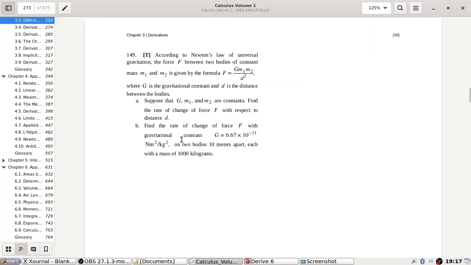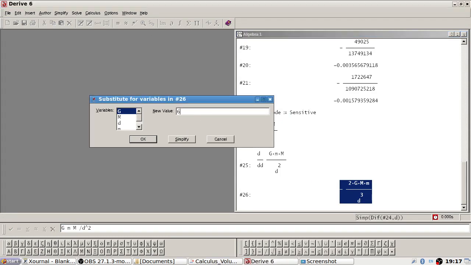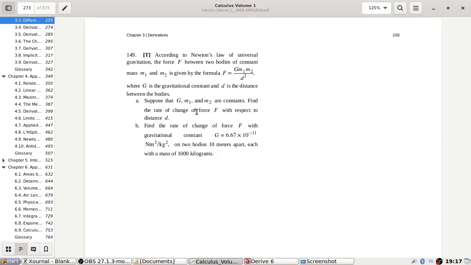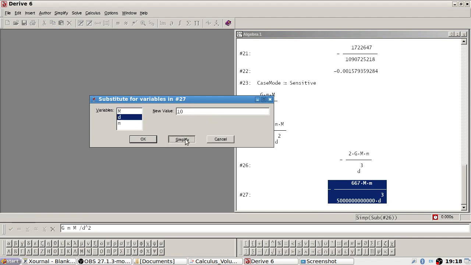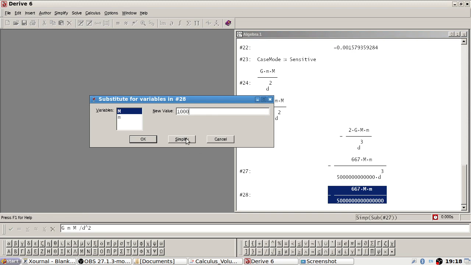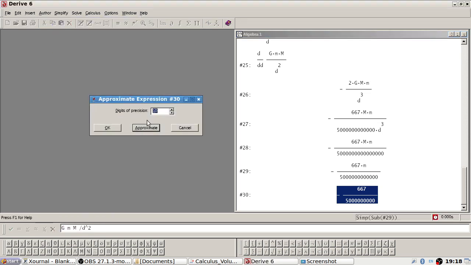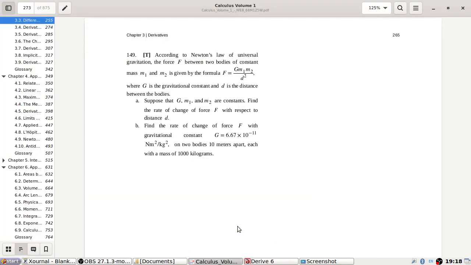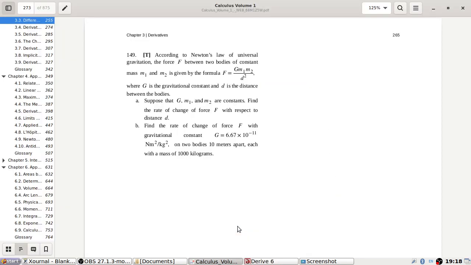And find the rate of change of force F with the gravitational constant on two bodies 10 meters apart each way. Okay, so let's sub it in. So the G is 6.67 times 10 to the power of minus 11. Yep, I got that right. And then they're 10 meters apart, each 1,000 kilograms. Yeah, and then the unit would be newtons per meter.